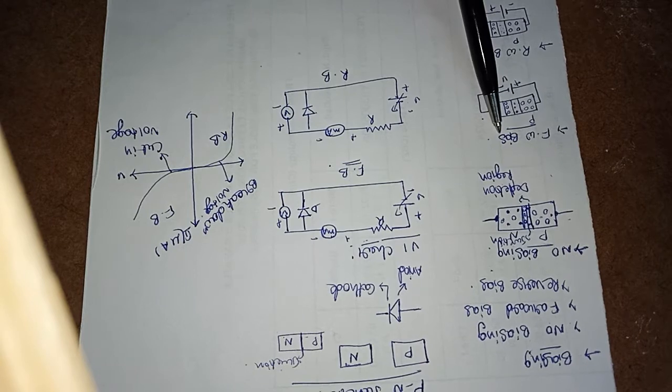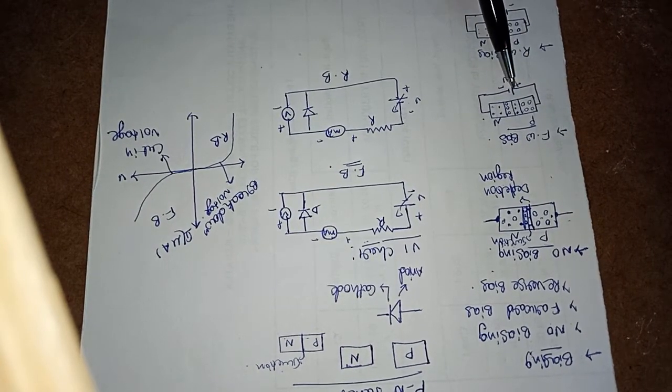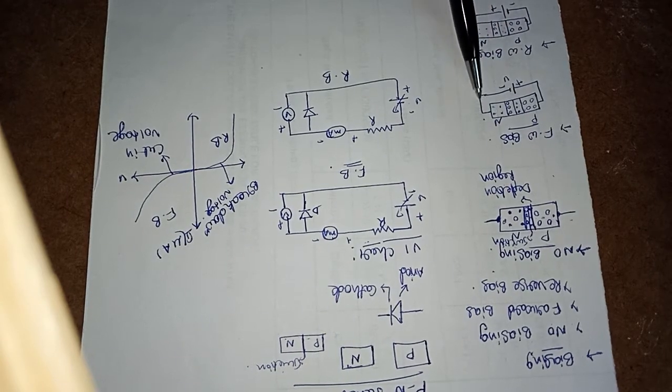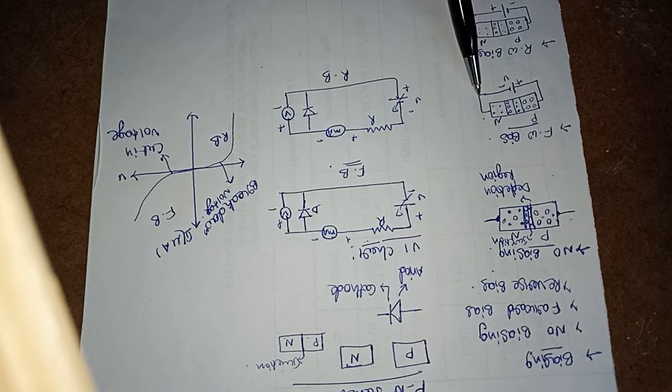Now forward bias: the P-type material is connected to the positive terminal of the battery, and the N-type material is connected to the negative terminal of the battery. Then it is in the form of forward bias.